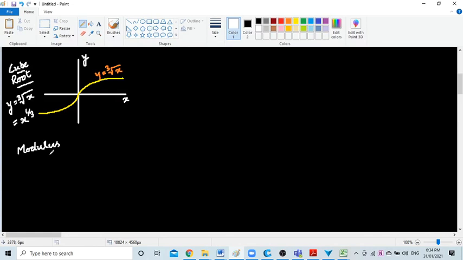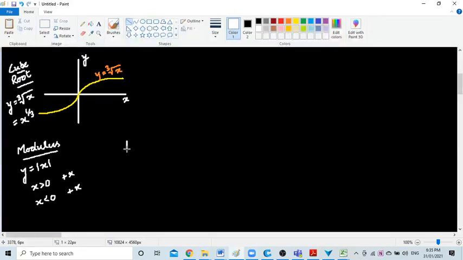Modulus. This modulus can be represented as y equals modulo x, right? So if x is greater than 0, then y will be equal to plus x, and even if x is less than 0, in that case the value will also be plus x. That means the output will always be positive regardless of the value which is present within the modulus.